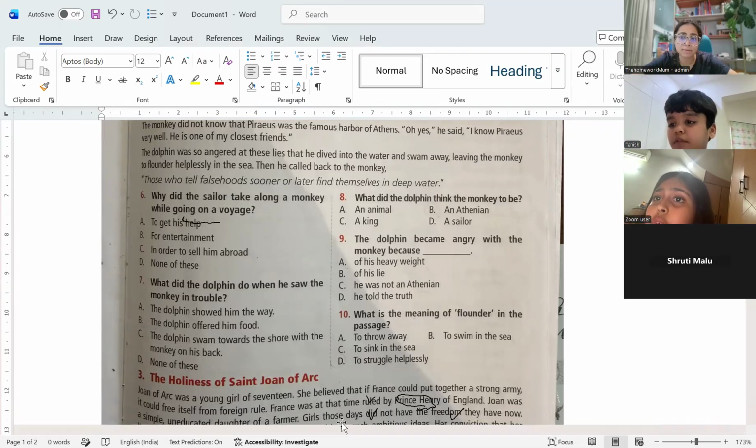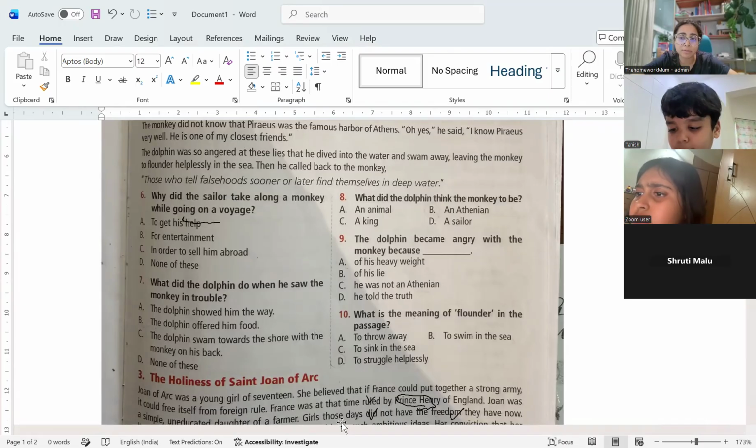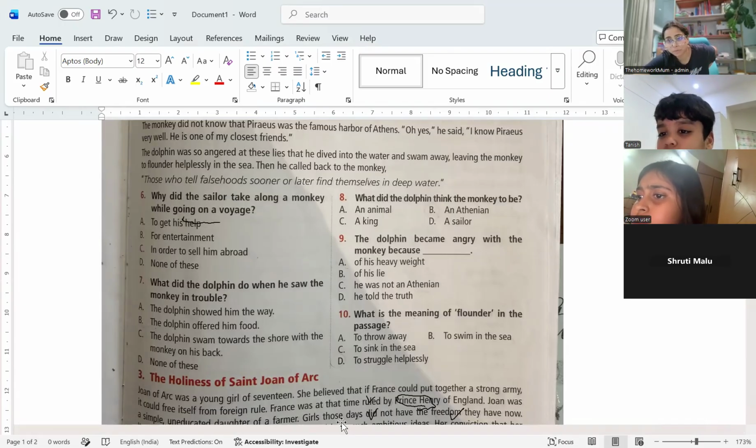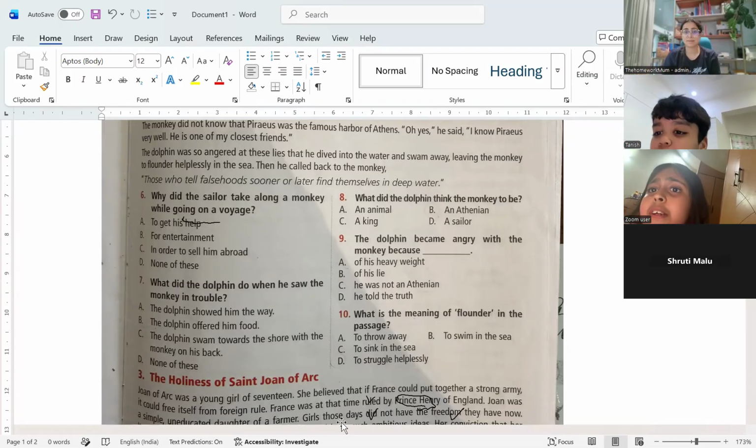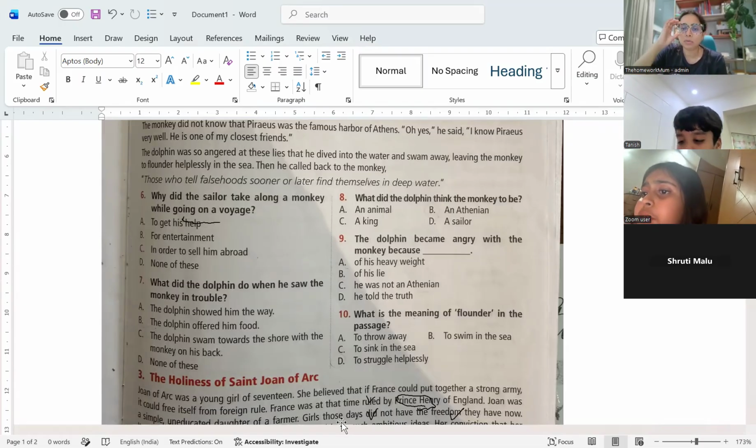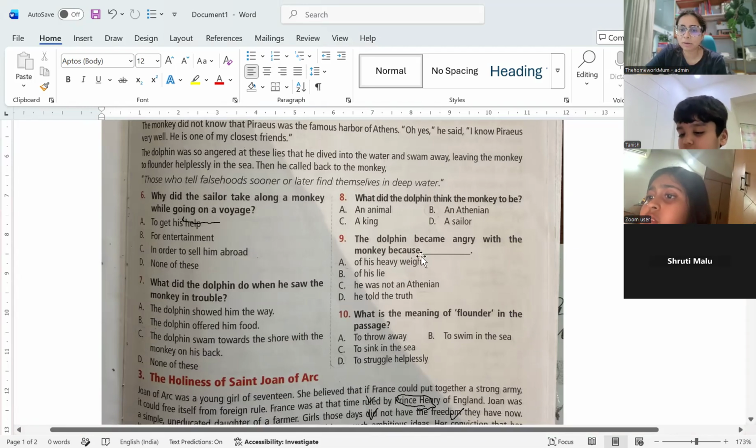Or floundering means something else. They always say, don't flounder in the exam. I was floundering in the exam. What does it mean? To struggle helplessly. Yes. Now the dolphin became angry with the monkey because of his lie. Lie. Wow. Was it nice?